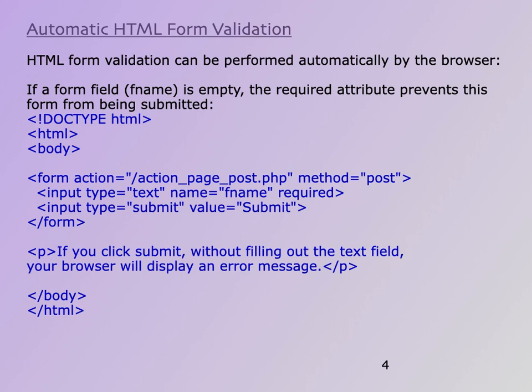There is a message. If you click submit without filling out the text field, your browser will display an error message. Okay, it's a mandatory field because the required attribute is specified with the first input field, that is type is equal to text. So this is how automatic form validation is done by the browser by using HTML properties.